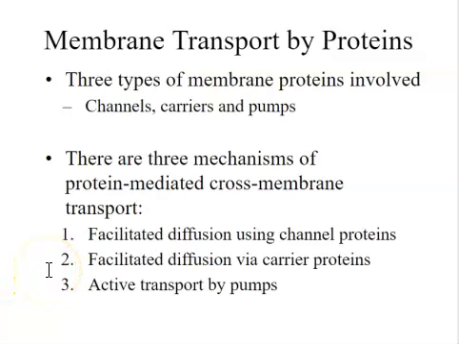So when we're talking about membrane transport by proteins, there are three categories of the proteins involved: channels, which are often called pore proteins, carriers, and pumps. There are also three mechanisms of protein-mediated cross-membrane transport: facilitated diffusion using channel proteins, facilitated diffusion using carrier proteins, and active transport, which generally requires a pump at least somewhere in the process, but may also use a carrier protein.